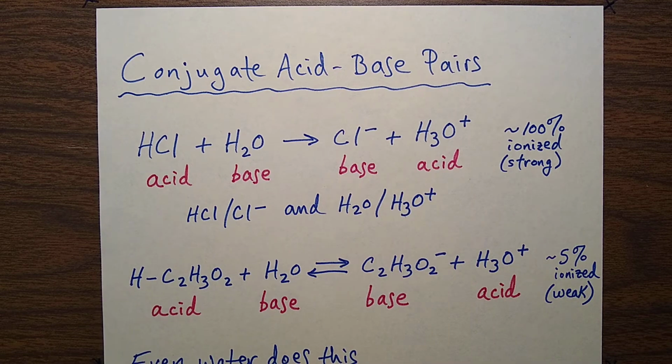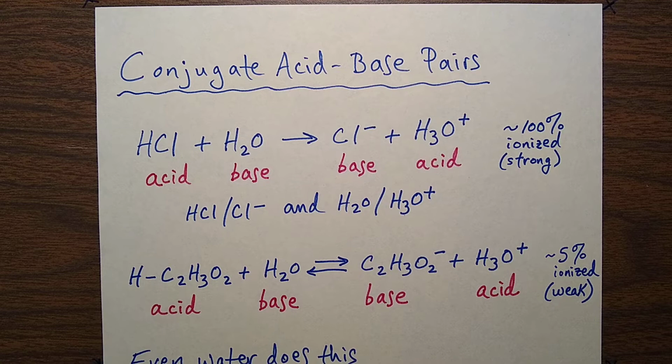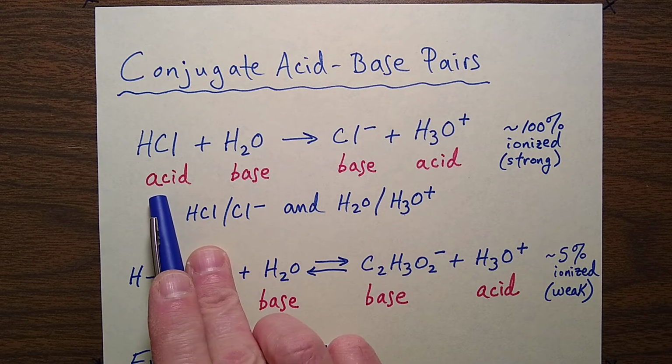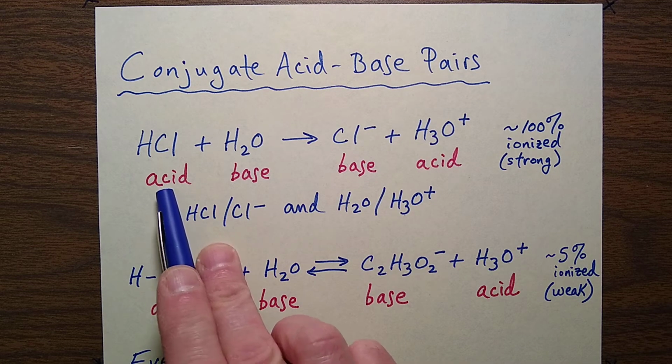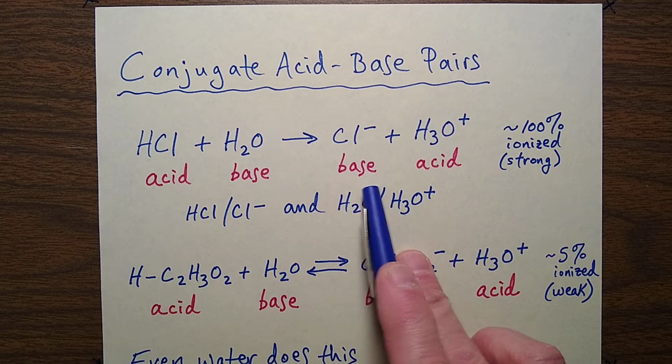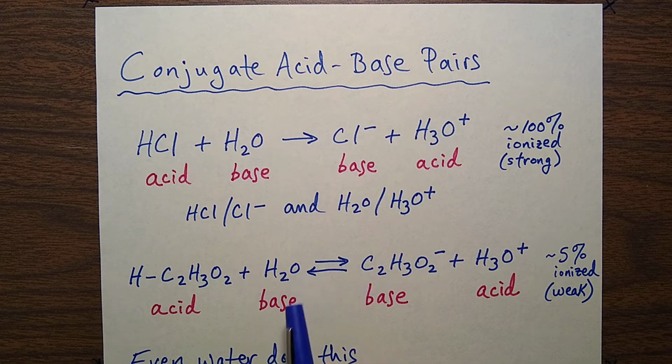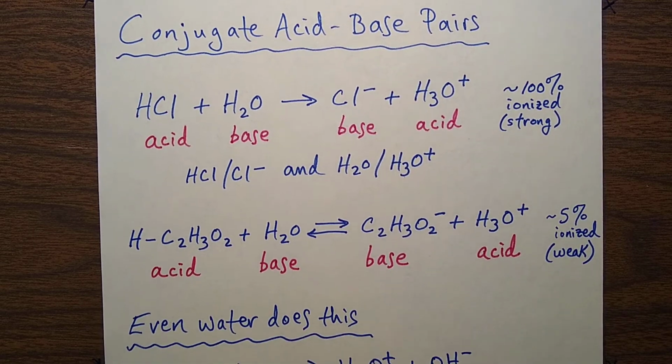Let's continue on. So what I was talking about was these conjugate acid-base pairs, just another way to view an acid-base reaction. So again, in every acid-base reaction, you have an acid and a base on one side and an acid and a base on the other. They are always grouped in these pairs to organize the reaction a little better.